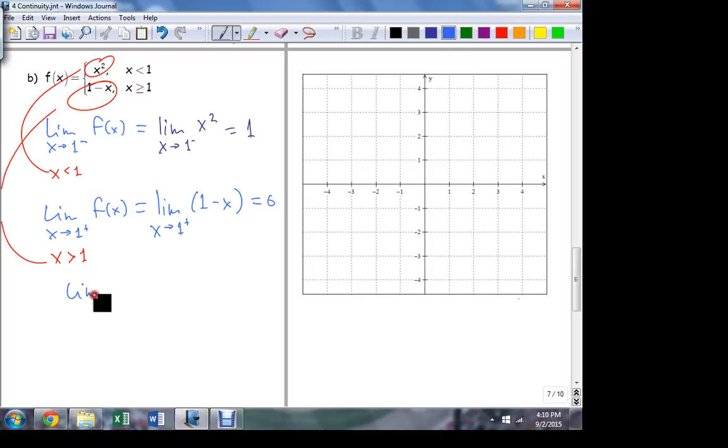Okay, so what do you say? What about the limit as x approaches 1 of f of x? What's the conclusion?